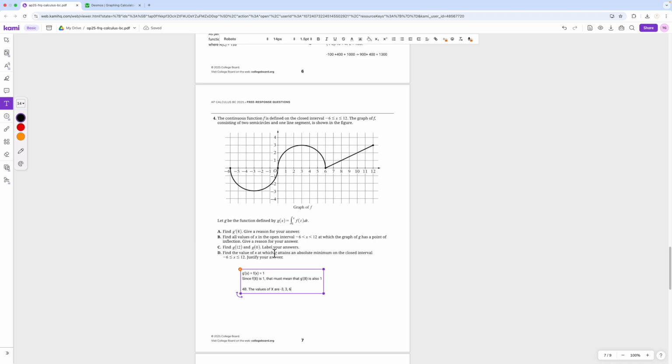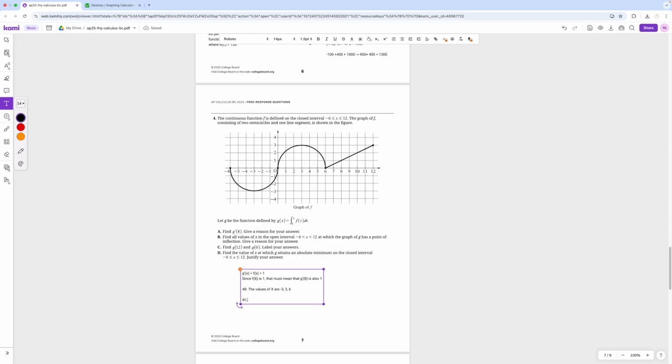Now for your explanation, you can say this. For there to be a point of inflection at a certain point, before that point the second derivative must be increasing and decreasing after, or it must be decreasing and then increasing after. So here, it's decreasing then increasing, increasing then decreasing, and then decreasing then increasing. So there we go, it's negative 3, 3, and 6.